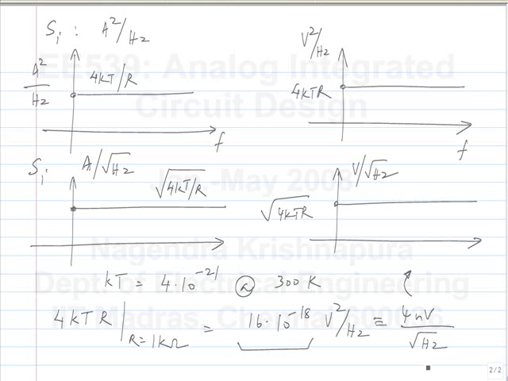Into 10 to the 3, right? Square root of the bandwidth. So it is 4 microvolts. That also gives you an idea of roughly the order of magnitude of noise we see in different circuits. So you can see that if you had a 1 mega ohm resistor, you would have a much higher level of noise voltage. Okay.